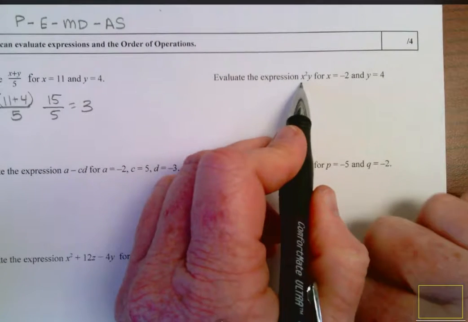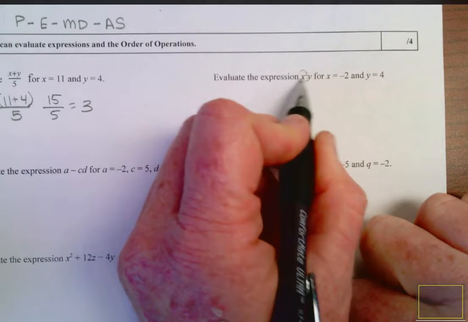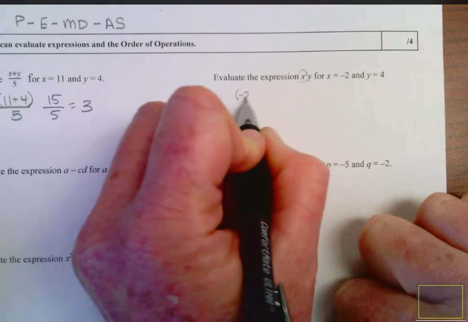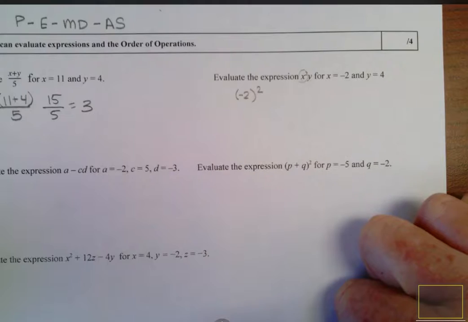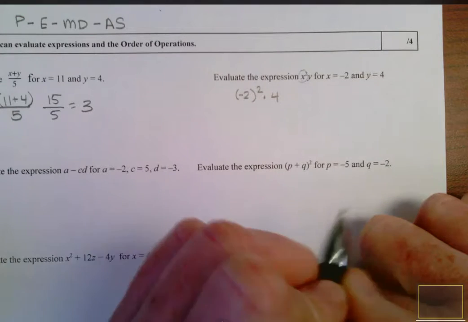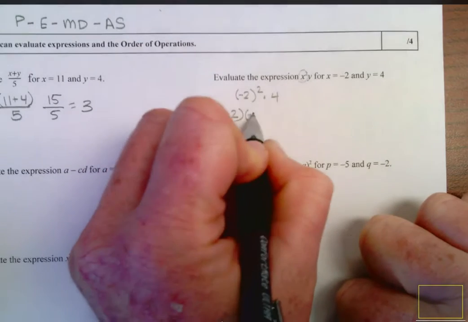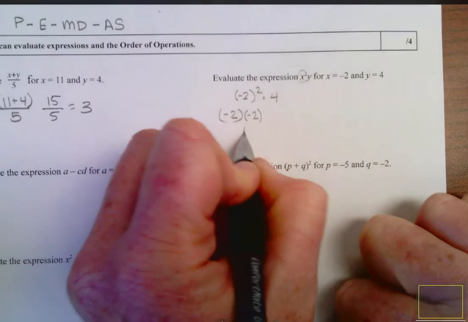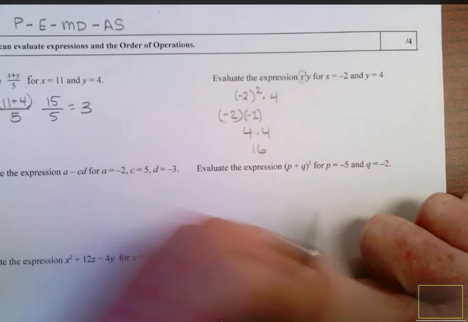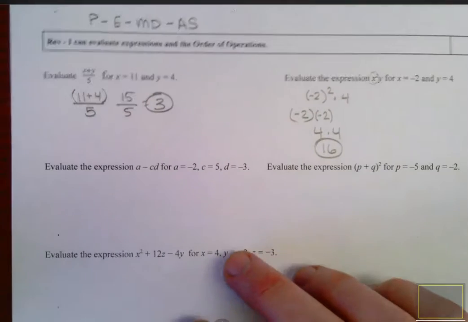All right, so I have x squared times y. So I got to take care of this exponent first, then multiply by the y. So x is squared. That means negative 2 is squared times y. So I'm going to apply the exponent. Negative 2 squared, that's negative 2 times a negative 2. So that's a positive 4. And then we have to multiply it by that 4. Then you get 16. Okay. This one was 3.